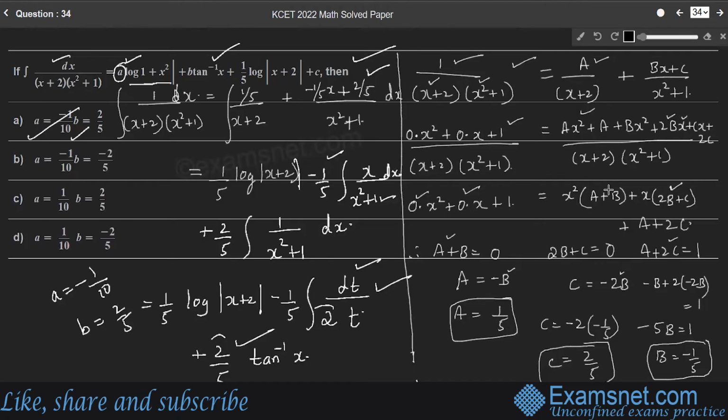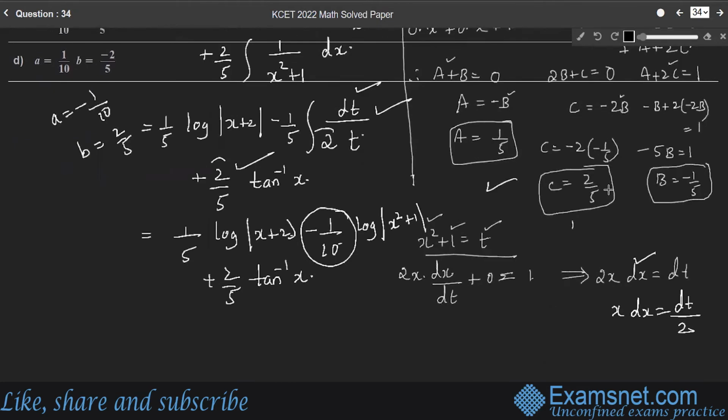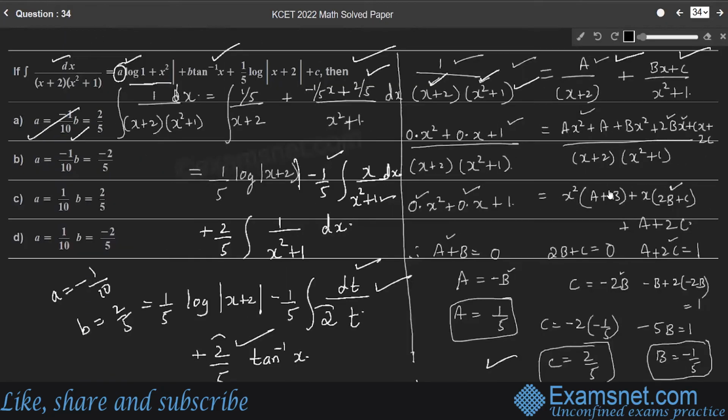First, we need to decompose the partial fractions. Since the denominator has two terms, one has power 1, another has power 2. Therefore, we have to write it in the form of A by x plus 2 into bx plus c. Then find the values of A, B and C. Substitute the values by taking the integrals of the given expression. We can easily find the values of A, B and C. Only thing is we need to express the values of the given integrals in the form of the given RHS. Therefore, easily we can equate and find the values of A, B and C. Therefore, option A is the right answer.